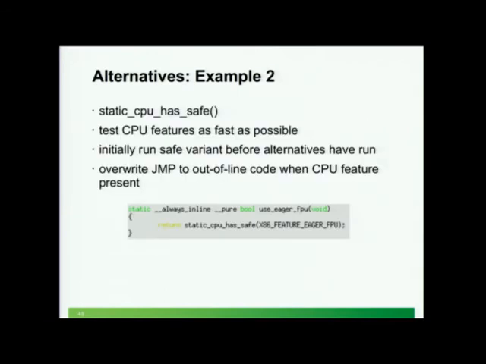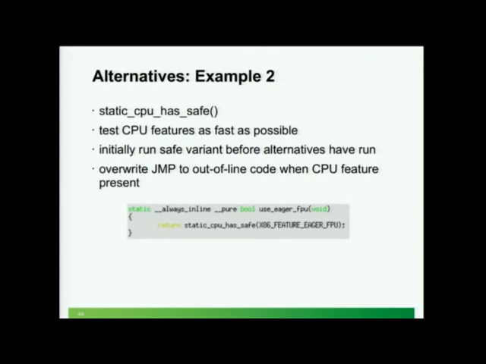How do you do that in code? Oh yeah, let's first do another example. So this is more involved. We have this function called static_cpu_has_safe. It's a way to test whether a CPU feature support is there. But you want to test that as fast as possible.